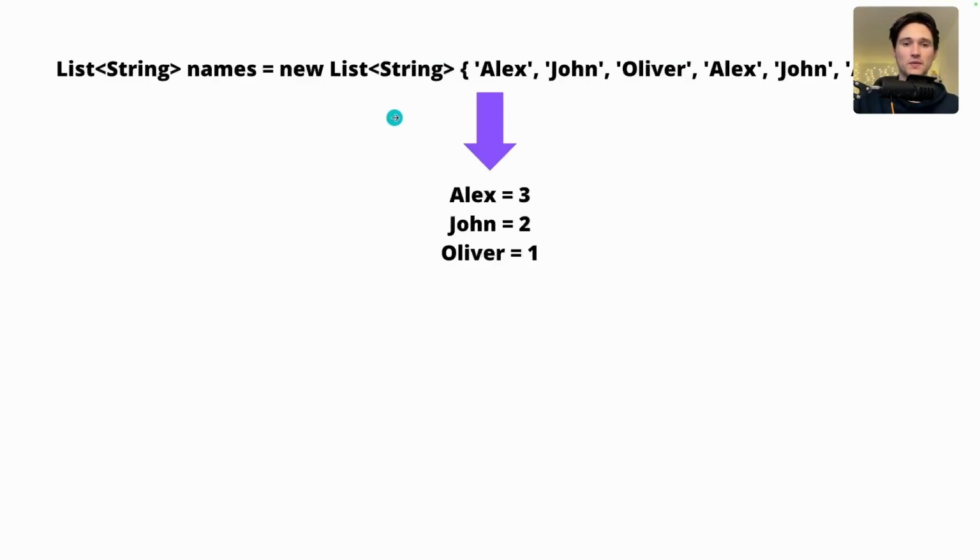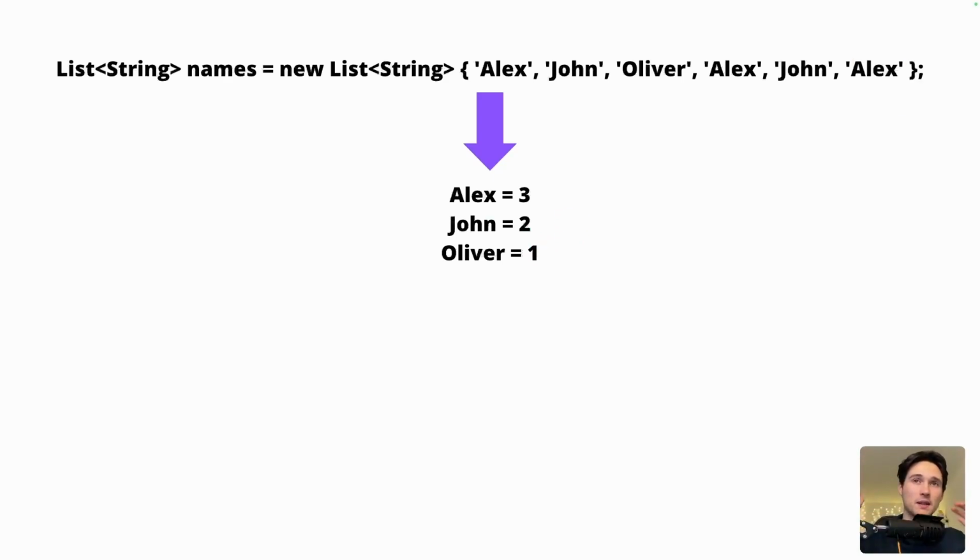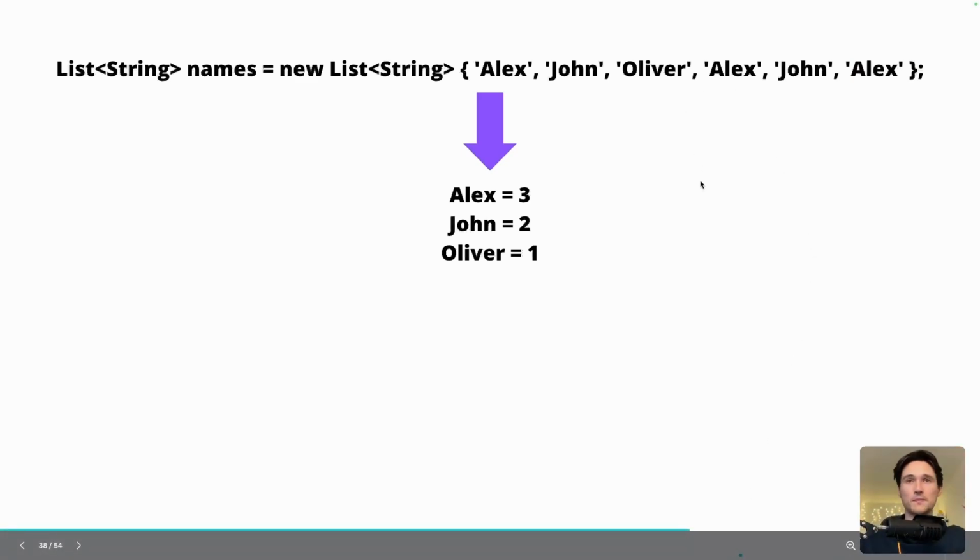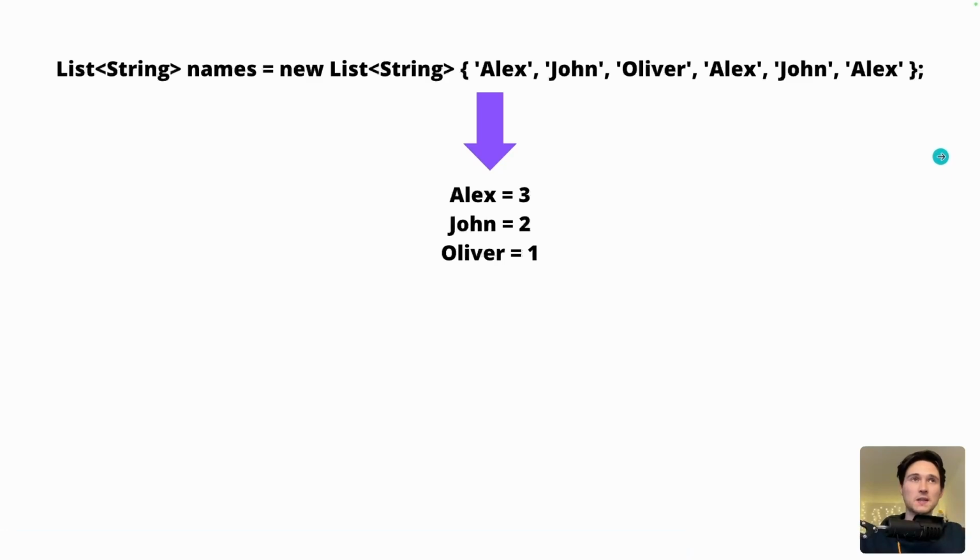Here's an example. So let's say we get a list of strings: Alex, John, Oliver, Alex, John, Alex again. Alex is 3 times in this list, John is 2 times in this list, and Oliver is 1 time in the list. So this is basically a map, right? You see 2 columns with the key and values, and this is what we want to get.